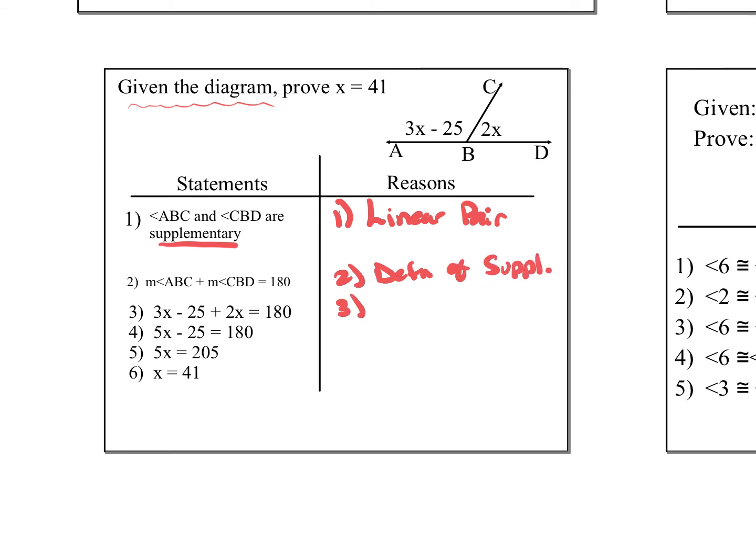3, what allows me to go from saying that ABC, which is this angle here, and I'm writing that as 3x minus 25, and the other one, CBD, I'm replacing with 2x. What is that? I'm taking out the angle name, replacing it with what it's equal to. Very nice, substitution.